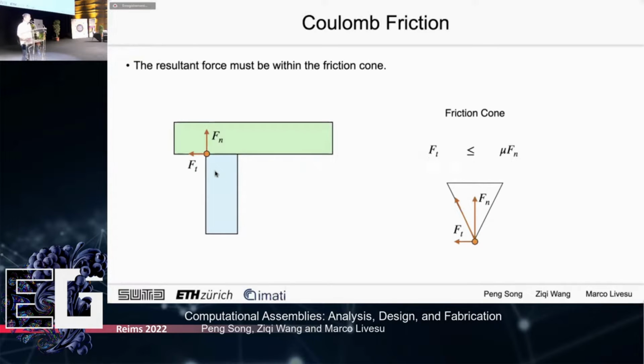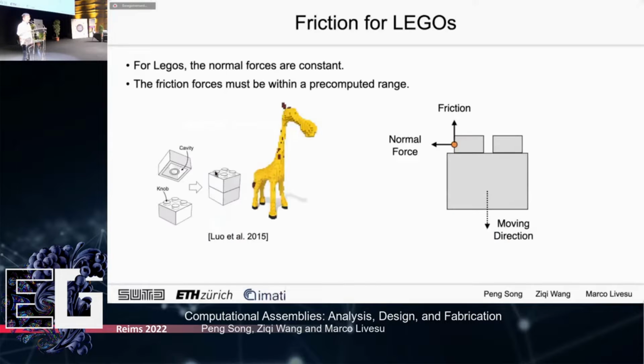The simplest and most widely used friction model is the Coulomb friction model. The resultant force is composed of the friction force Ft and the compression force Fn, and this resultant force should be within a friction cone characterized by the friction coefficient mu. But for a specific structure like Lego, the normal contact force is due to elastic deformation, which is usually a constant value.